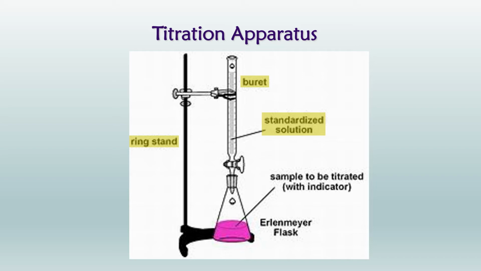our solution with the unknown concentration. So that solution with the unknown concentration is over here at the bottom in the Erlenmeyer flask. And after we put the solution in there, we also put the indicator. And when the indicator changes color, that indicates that now that solution is neutralized.